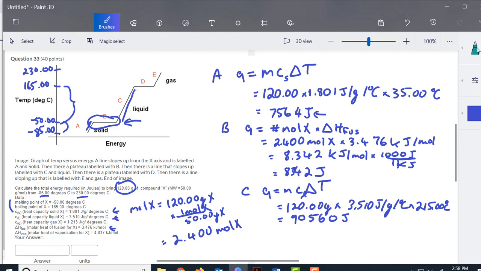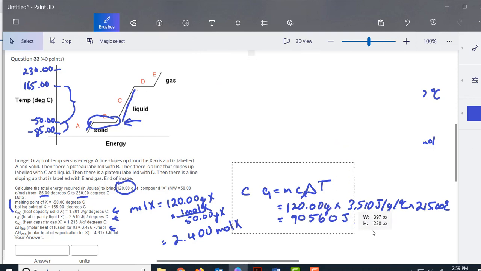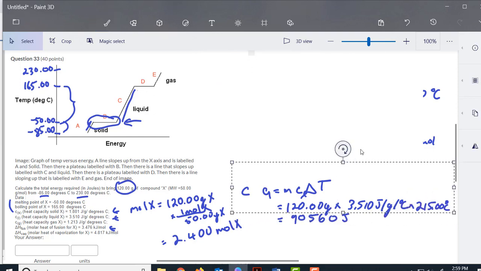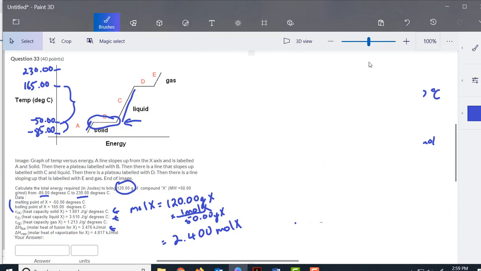Now we've got to be a little bit careful here with the temperature, because it's a difference between 165 and minus 50. So it's effectively 165 plus 50, which comes out to be 215. Okay, so we're running out of room here, so I'm going to delete these here. If you want to see them again, obviously you can go back and take a look at them. And we're going to now look at D and E.